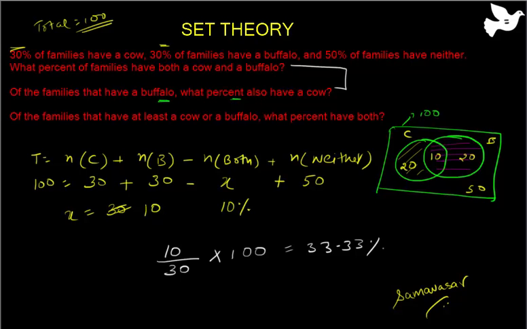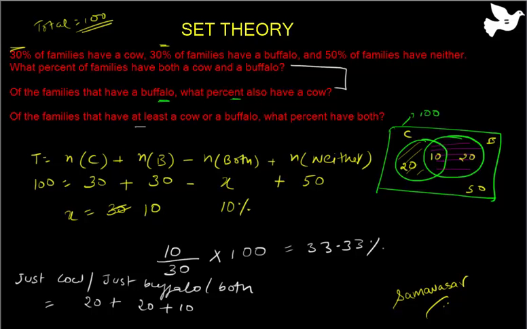Okay, now the next part says, of the families that have at least a cow or a buffalo, what percentage have both? So what are the families that have at least a cow or buffalo? At least meaning it can have either just a cow, or just a buffalo, or both. It never says you cannot have both because it says at least, right? So just a cow or just a buffalo or both. If you see from here, just a cow is 20, just a buffalo is also 20, plus both is 10. So this is 50 such people.